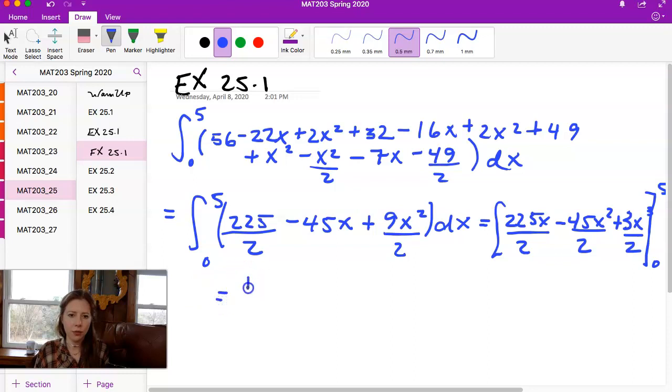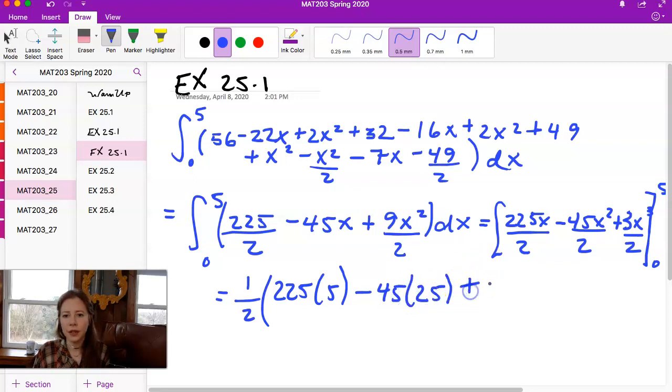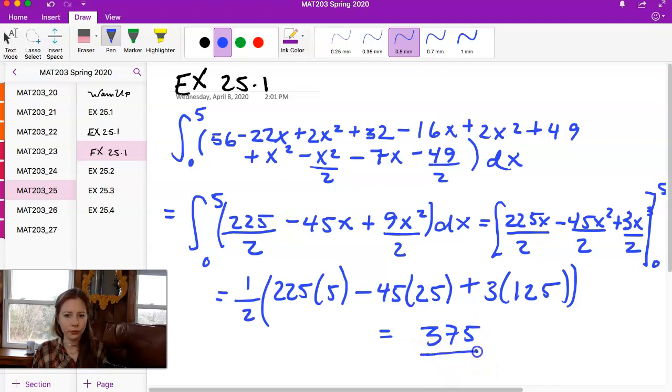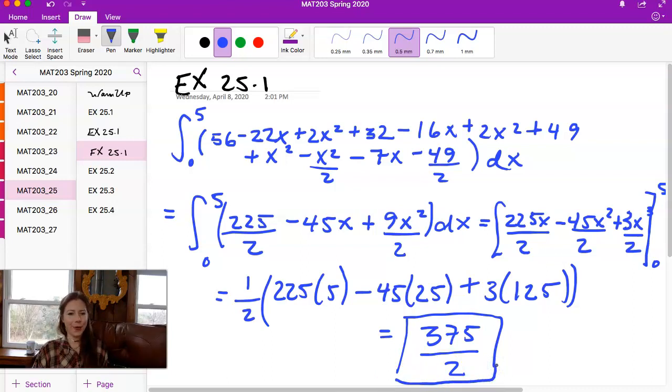So we end up with 1/2 times 225 times 5 minus 45 times 25 plus 3 times 125, which is going to give us 375 over 2. All right, so we just evaluated our first triple integral. And so let's try another one.